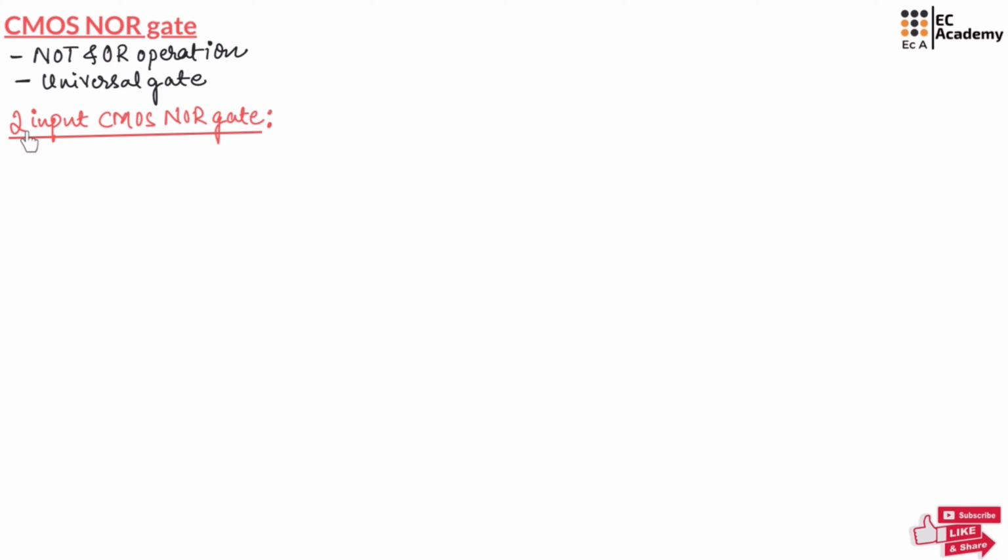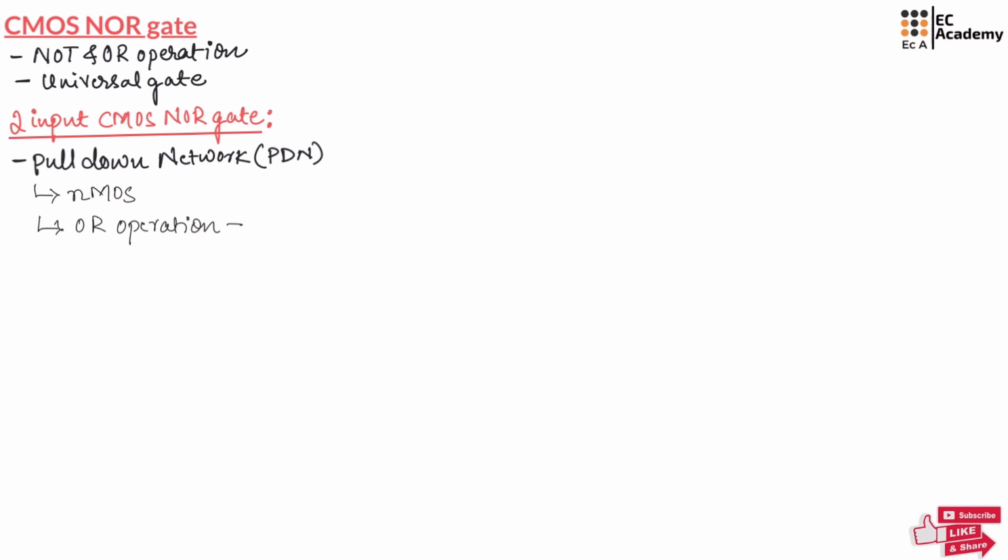Now let us understand two input CMOS NOR gate. Two input CMOS NOR gate consists of two important networks. First one is pull down network, which is PDN. This pull down network is made up of NMOS transistors and it will perform OR operation. So OR operation, which means it will perform A plus B if we take two input as A and B.